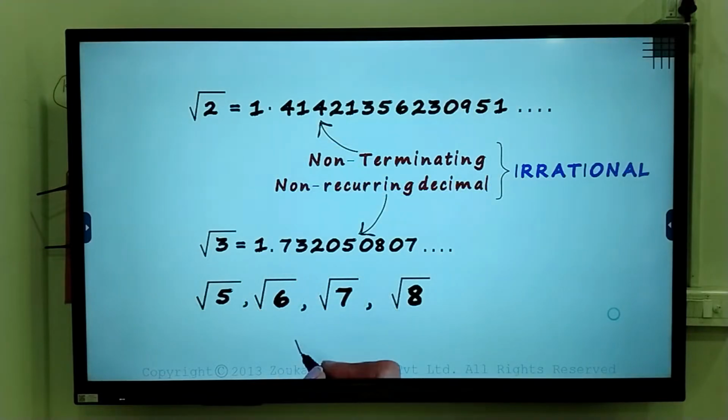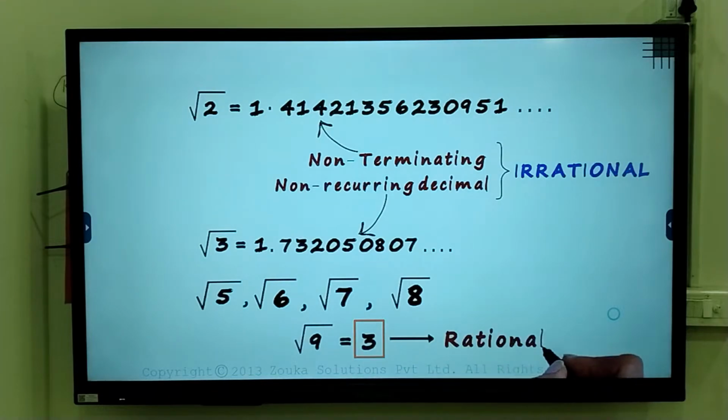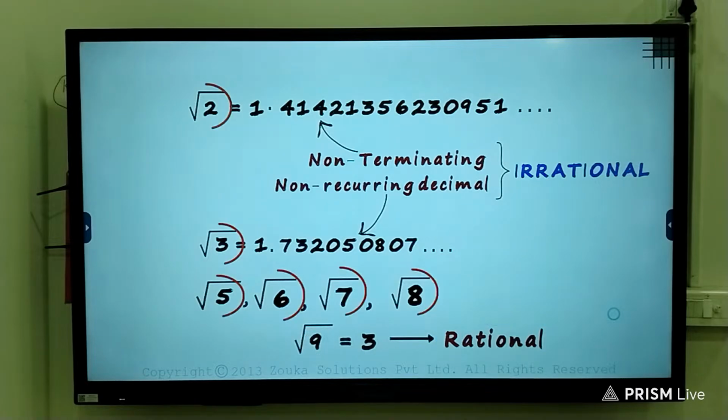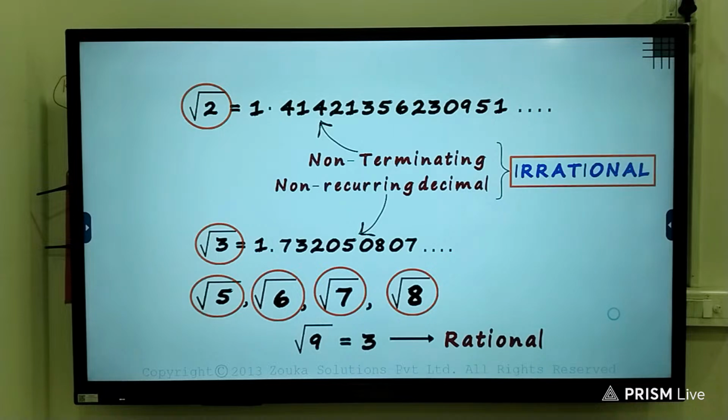But wait, root 9 equals 3. This is a rational number. Yes, root 9 is not an irrational number. In fact, the square root of any perfect square will be a rational number. But the square root of any number which is not a perfect square will always result in an irrational number.